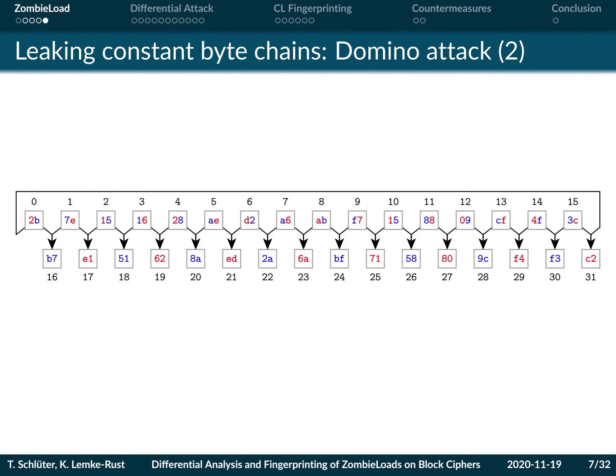Here's an example. In the upper row you can see 16 bytes of an AES key, and in the lower row you can see the corresponding Domino bytes. So have a look at the first two bytes. They are hex 2b and hex 7e, and correspondingly the Domino byte below is hex b7.